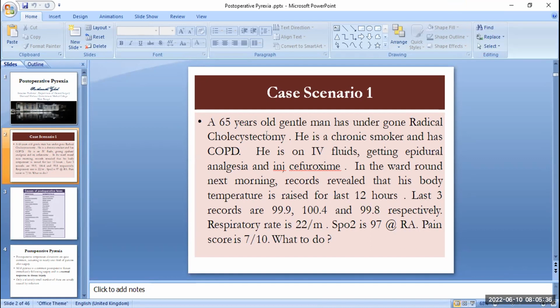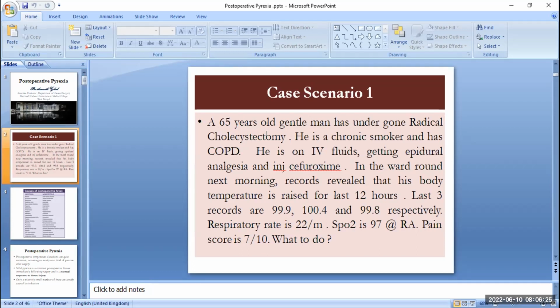Yes, sir. So the fever has occurred immediately within the first 24 hours following the surgery. So it may be a case of immediate post-operative pyrexia, sir. It may be due to metabolic response, because this is a radical cholecystectomy. Most probably the patient underwent blood transfusion during or after the surgery, so it may be a blood transfusion reaction. The patient is being given IV cefuroxime and other medications, so it may be a drug reaction also.